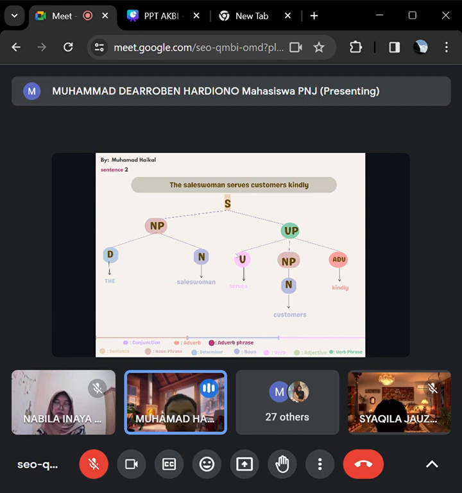For the second sentence, "The saleswoman served customers kindly" is symbolized by S and composed of two branches, NP and VP. The first one is noun phrase. Noun phrase is identical with a subject and also composed of two branches, determiner plus noun. And for the specified, the determiner in the sentence is "the", and the noun is "saleswoman".